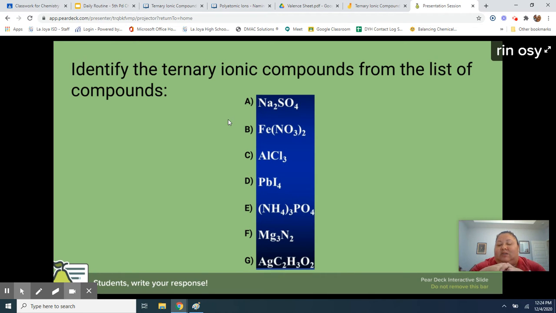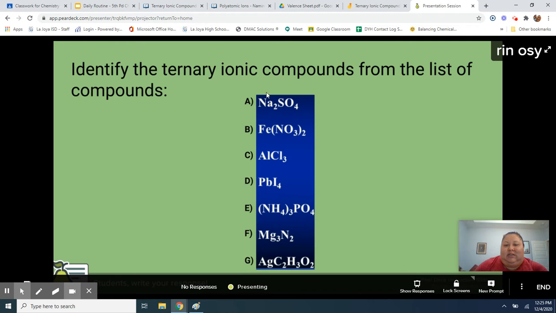If I give you a list like you see in front of you, which compounds from this list are considered ternary? Yalexia, Mario, Efrain, Hania, Kevin, or Jose. How do I know? Oh, look, Yalexia already gave an answer. The question is, which ones are ternary? Yalexia is already pointing out that letter A is ternary. Okay, so we're going to look at it. Why do you say, Yalexia, that this is ternary? How do I know if I'm working with a ternary compound?